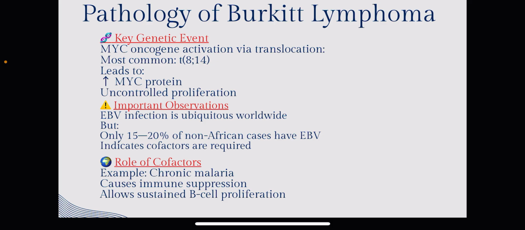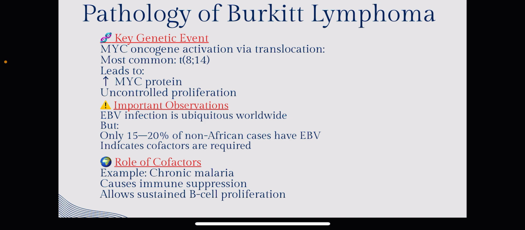The key genetic event is MYC oncogene activation via translocation. The MYC oncogene is present on chromosome 8. It is a nuclear transcription factor. MYC protein is a nuclear transcription factor and the MYC gene is an oncogene, and it leads to increased MYC protein. As it is a transcription factor, there is uncontrolled proliferation, and there are some important observations which need to be focused on in Burkitt lymphoma.